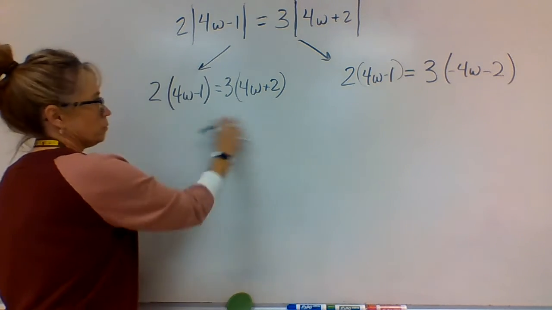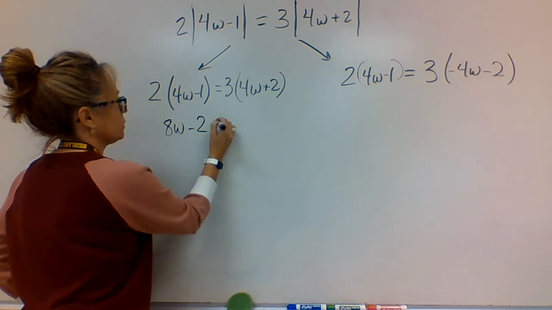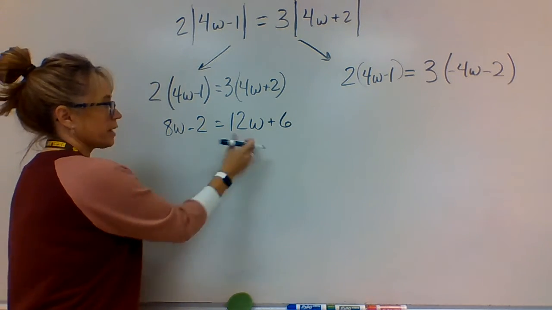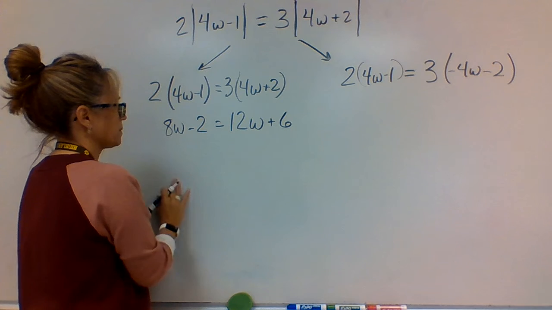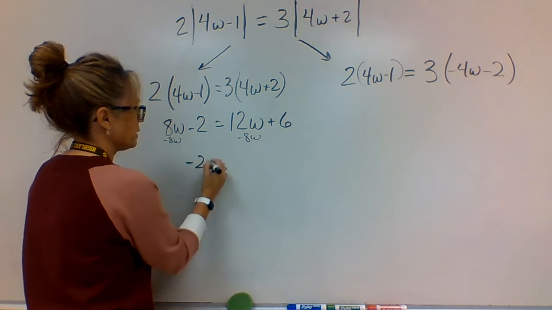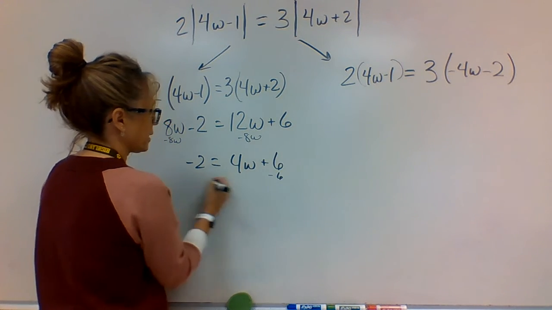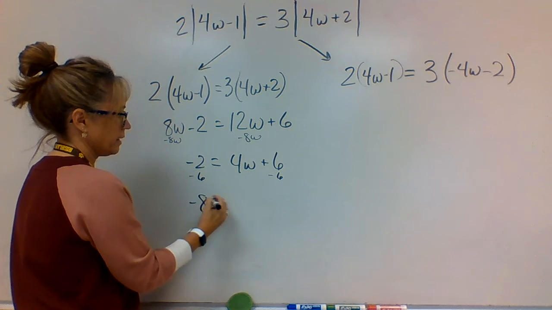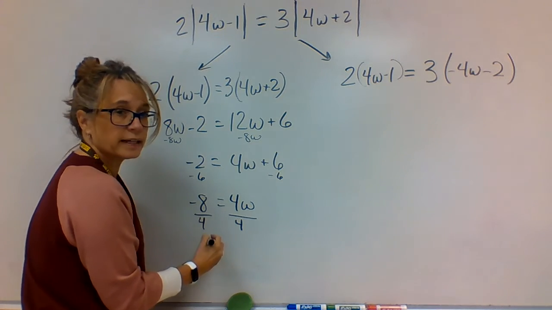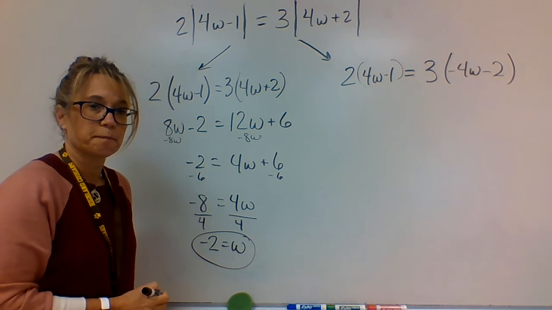Now, one at a time, let's just solve it. We get 8w minus 2 equals 12w plus 6. You've got variables on different sides, and you've got to get them on the same side. So I'm going to subtract 8w from both sides. I get negative 2 equals 4w plus 6. Now I'm going to subtract the 6. I get negative 8 equals 4w. Divide by 4, divide by 4, and negative 2 equals w. So there's my first answer, okay?